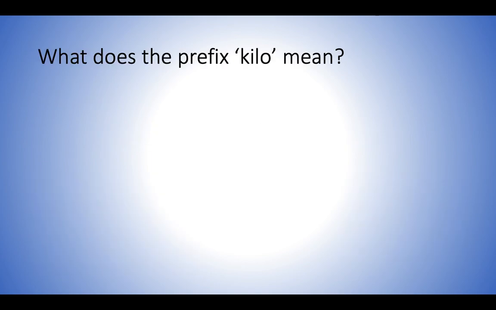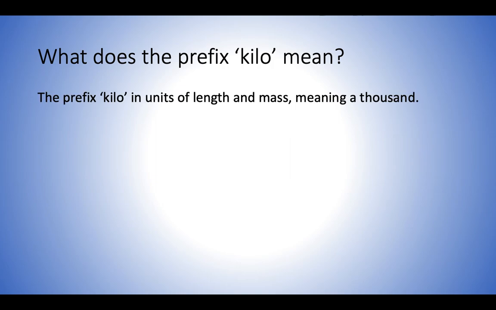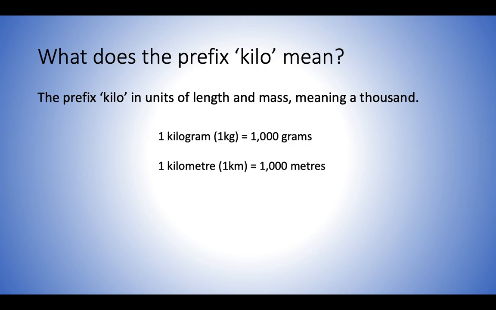So this is why we need to learn about this. Now, what does the prefix kilo mean? In front of the root words grams and metres, kilo means 1,000. So in a kilogram there are 1,000 grams, and in a kilometre there are 1,000 metres.